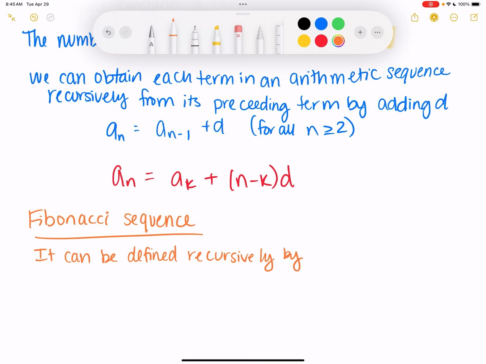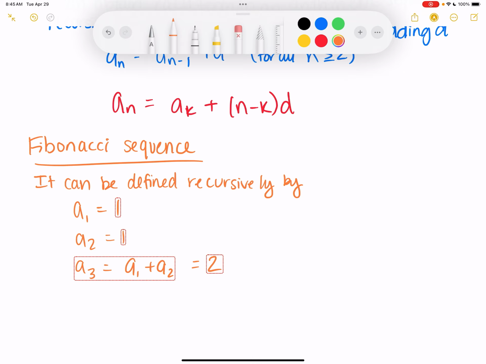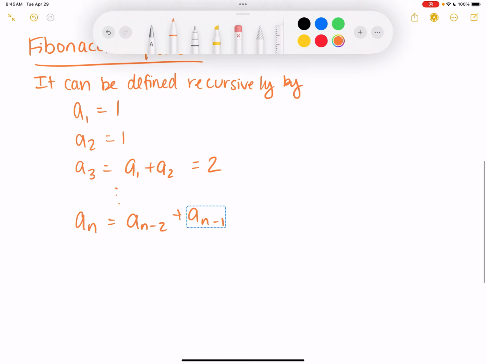a sub 1 is equal to 1, a sub 2 is equal to 1, a sub 3 is equal to a sub 1 plus a sub 2, and that would equal 2 in this case because 1 plus 1 equals 2. And then we could keep going down. a sub n is equal to a sub n minus 2 plus a sub n minus 1, and that is for all positive integers n greater than or equal to 3.